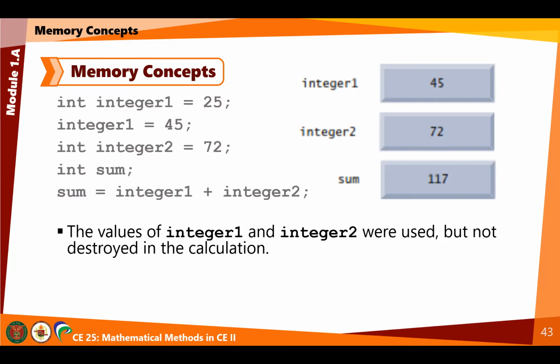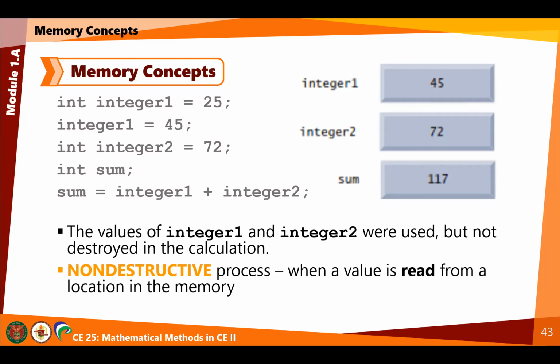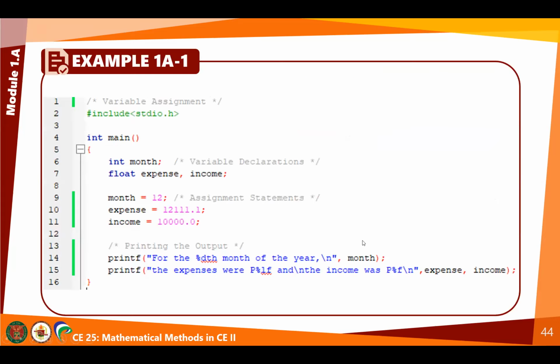What happens? Ayan, okay. So the values of integer 1 and integer 2 were used but not destroyed in the calculation. So hindi nagbago yung integer 1 and integer 2. Kasi hindi ka naman nag-assign ng bagong thing dun sa integer 1 and integer 2 after this line. So this is what we call the non-destructive process, when a value is read from a location in the memory but not changed. Yan, hindi ka nag-assign ng bagong value. So this is example 1A.